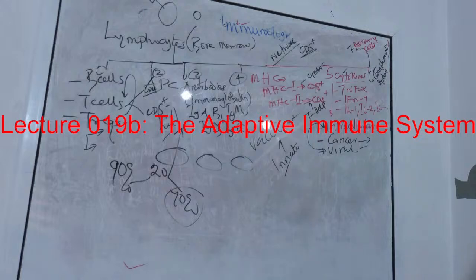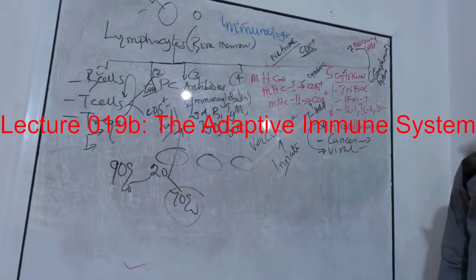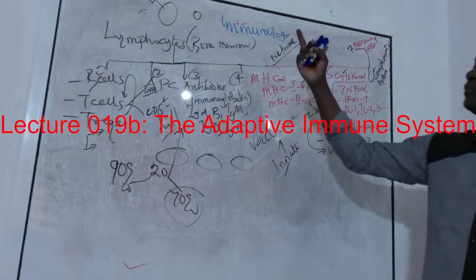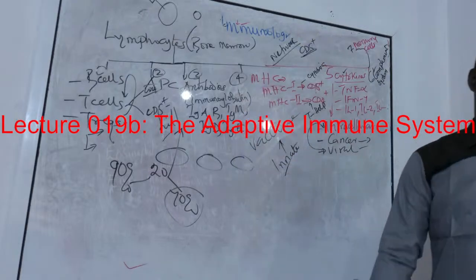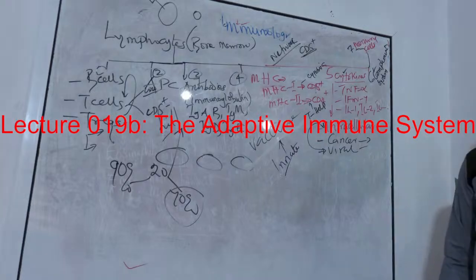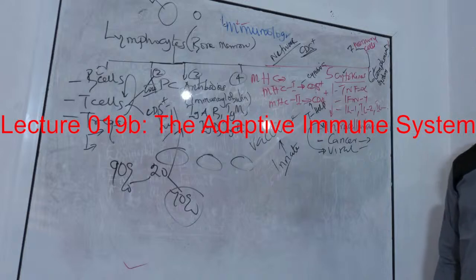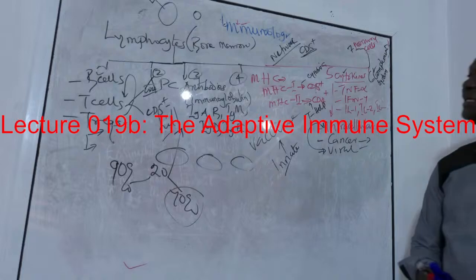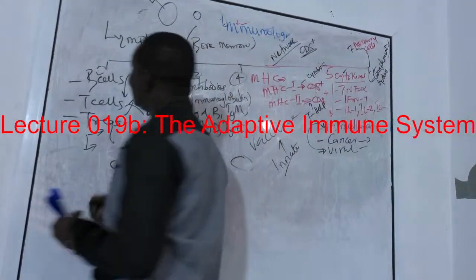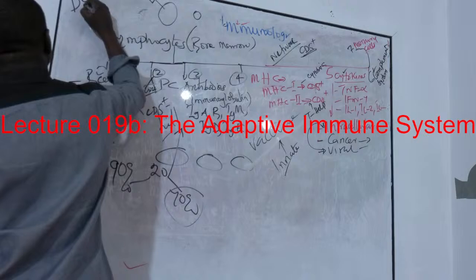Okay, and examples of antigen presenting cells, there are different types. Dendritic cells also perform the role of antigen presenting. Macrophages also perform the role of antigen presenting, as well as B cells. So don't forget that the dendritic cells are very, very important.